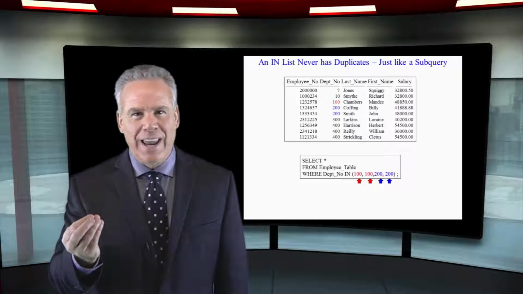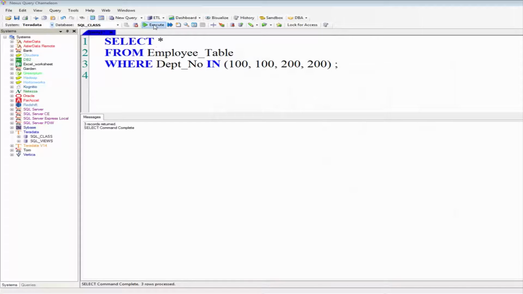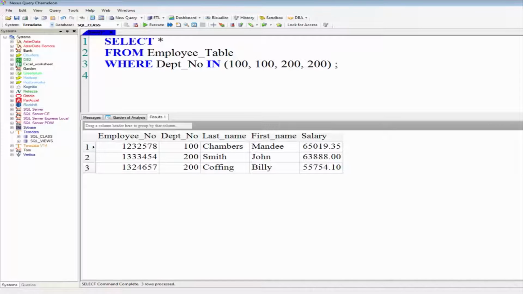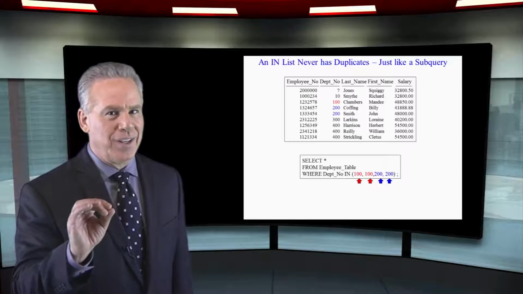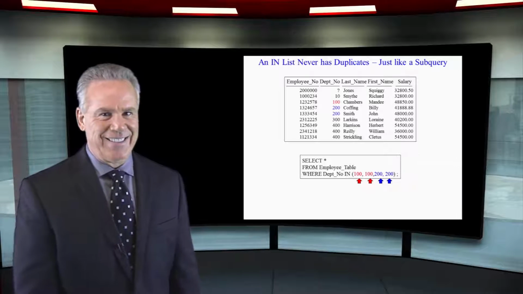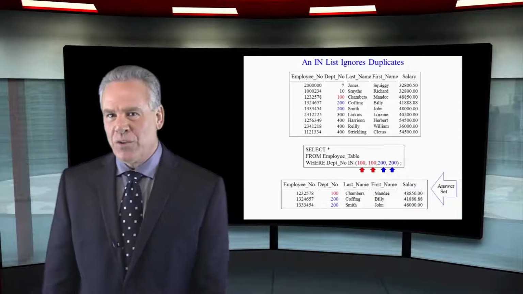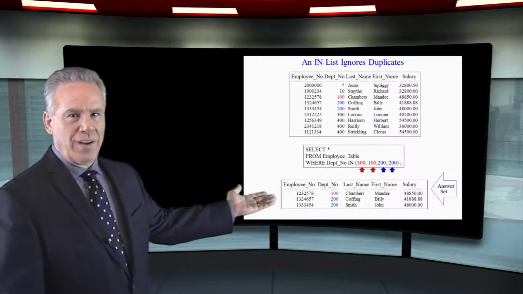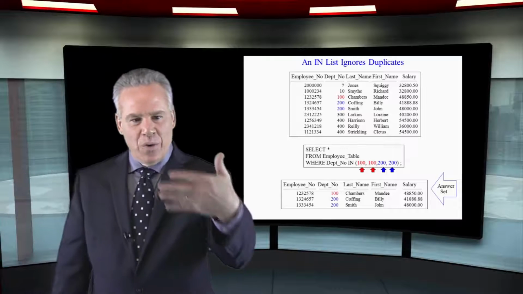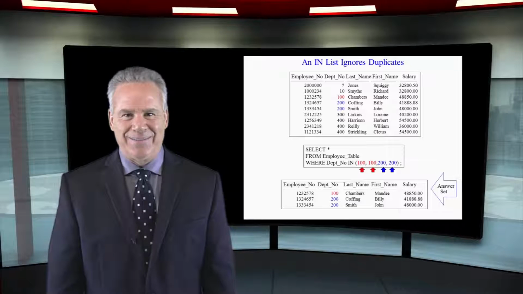Why are we duplicating these values? We had 3 rows coming back when we just asked for 100 and 200. We're still going to get just 3 rows back. So the point here is it's a waste of time to have duplicate values in a list. As you can see here, here's our 3 rows coming back, and notice that each one of these employees is either in department 100 or 200. Now the fact that we had duplicate 100, 100, 200, 200 just didn't make any sense.